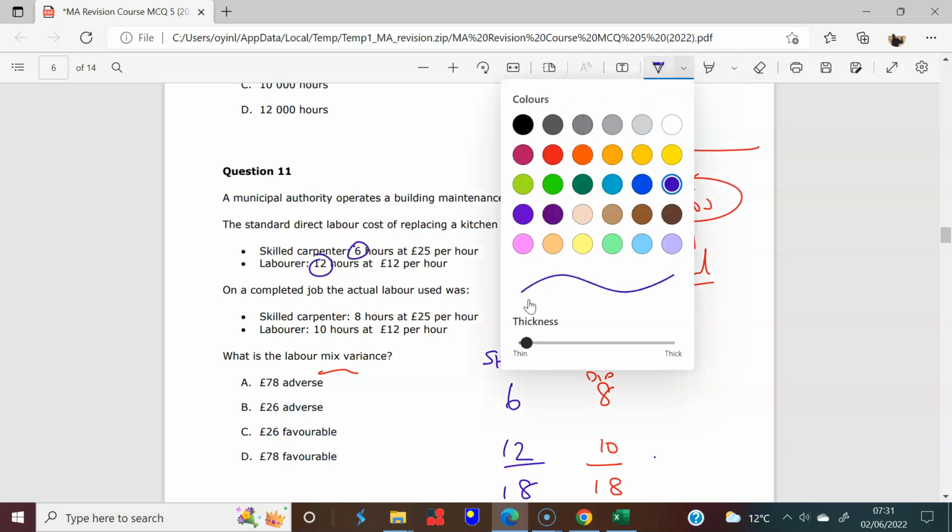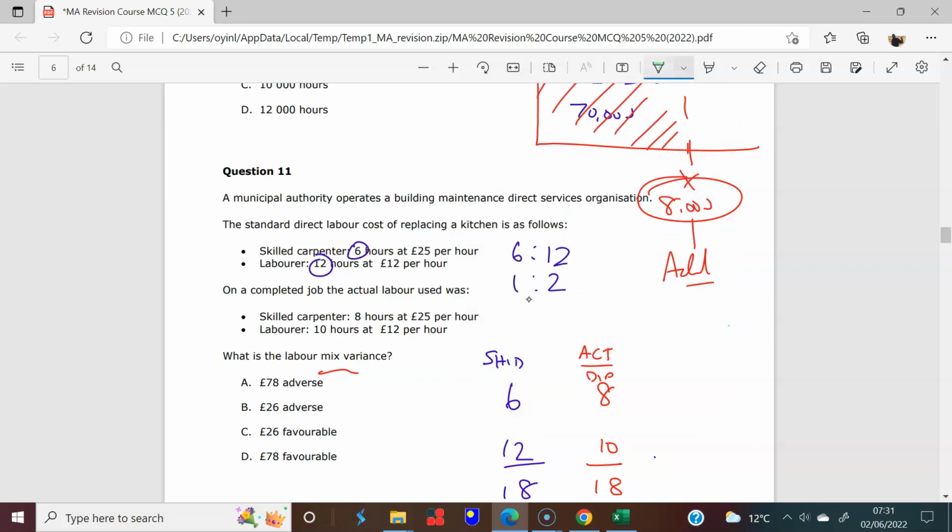Well, let me now change my pen color and go into the world of the variance. So you should have done 6. You did 8. So this is 2 hours adverse. Yeah, that's the point. You should have done 6. You've done 8. Here you should have done 12. You did 10. So that's 2 hours favorable.